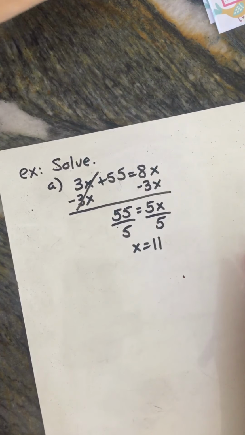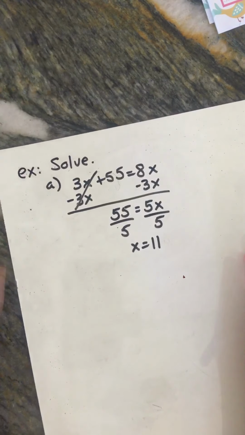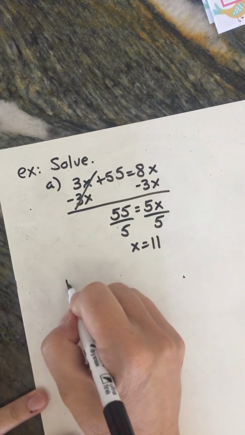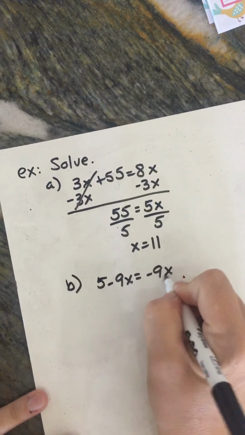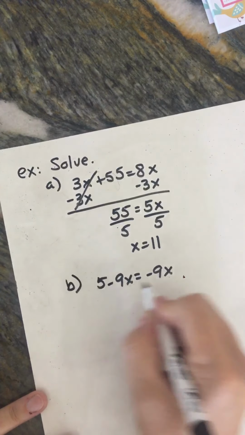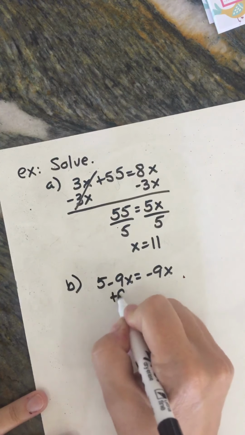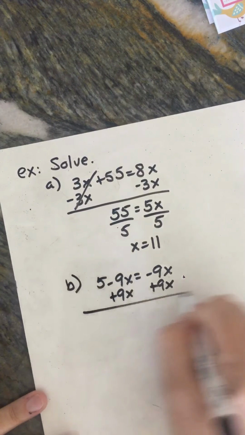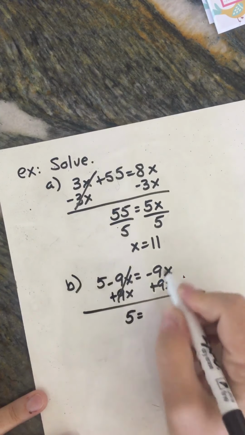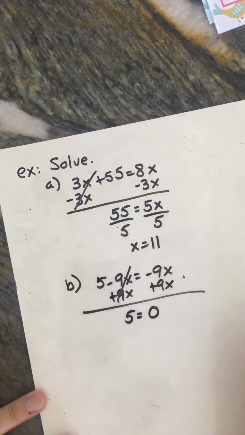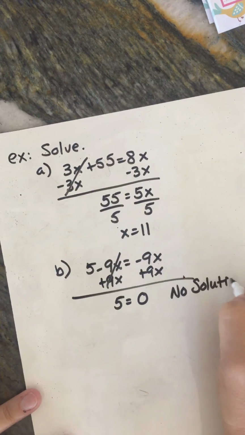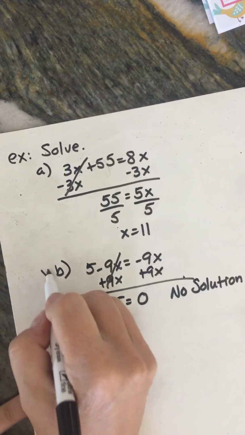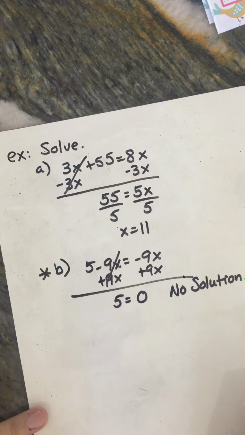Okay, now you could have something funny where you get, let's call this example B, 5 minus 9x equals negative 9x. Again, variable term on both sides, so let's combine them this way. And I get 5 equals negative 9x plus 9x is 0. When is 5 equal to 0? Never. So we write no solution for this one. So that is an example that is an unusual example.